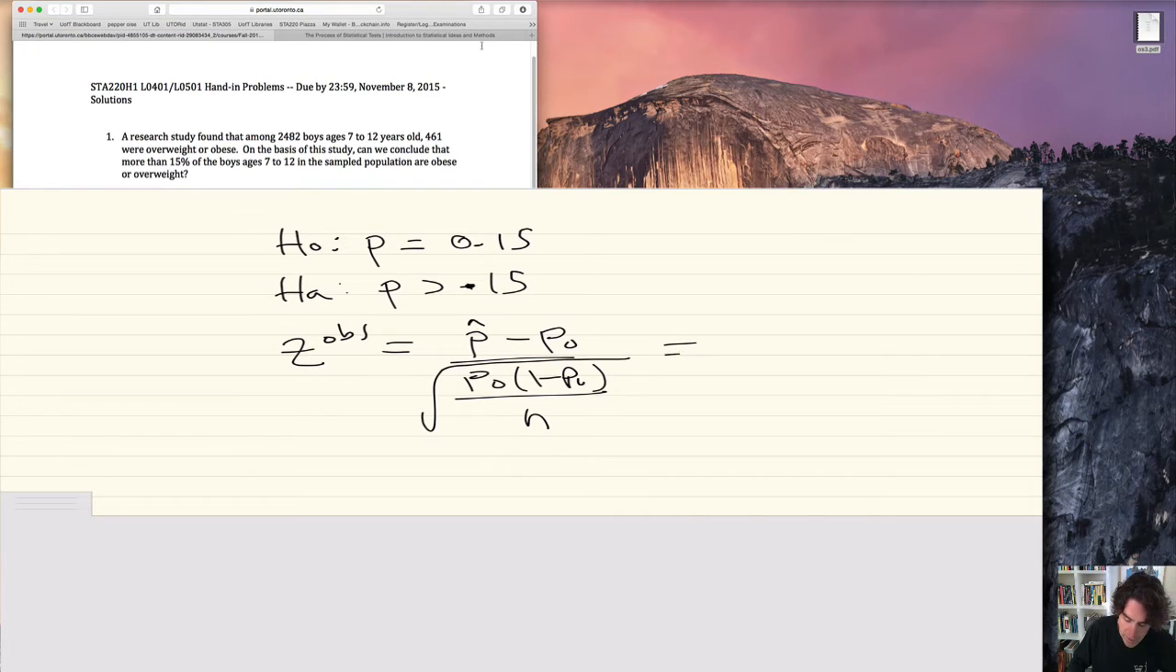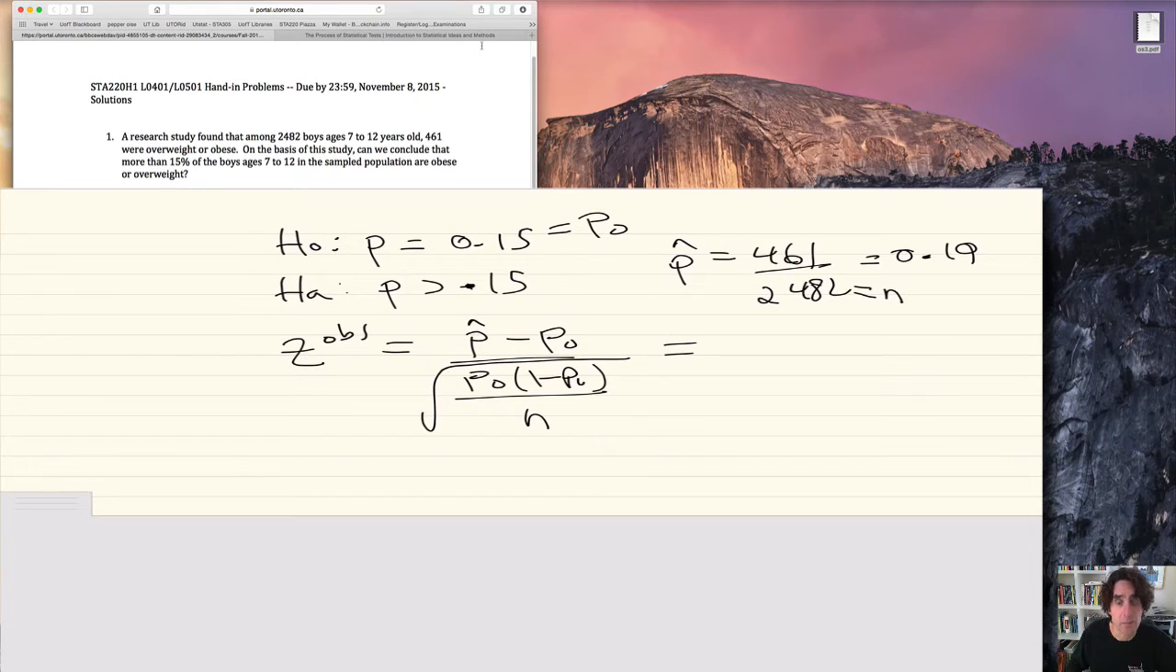So what are all these values in this case? Well, P hat is equal to 461 over 2482. That's our data. And that's 0.19. P0 is equal to 0.15. And N in this case is equal to 2,482.